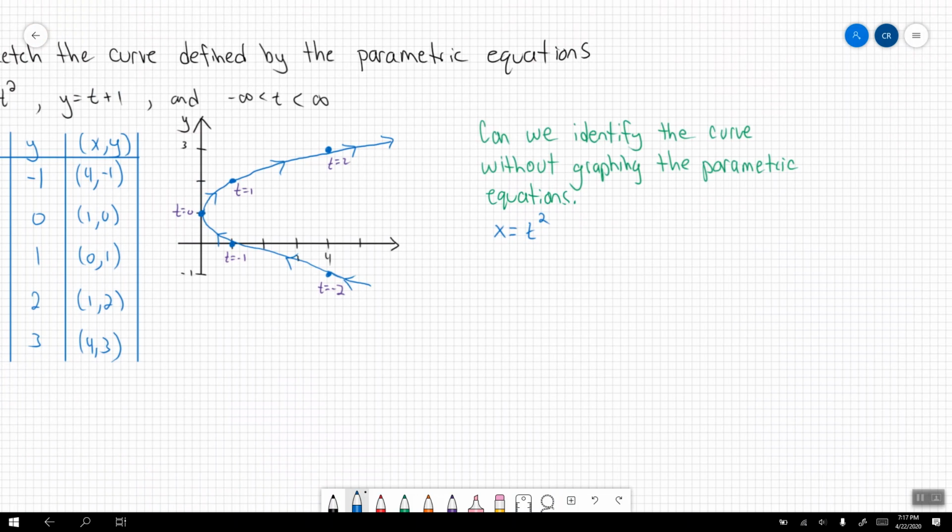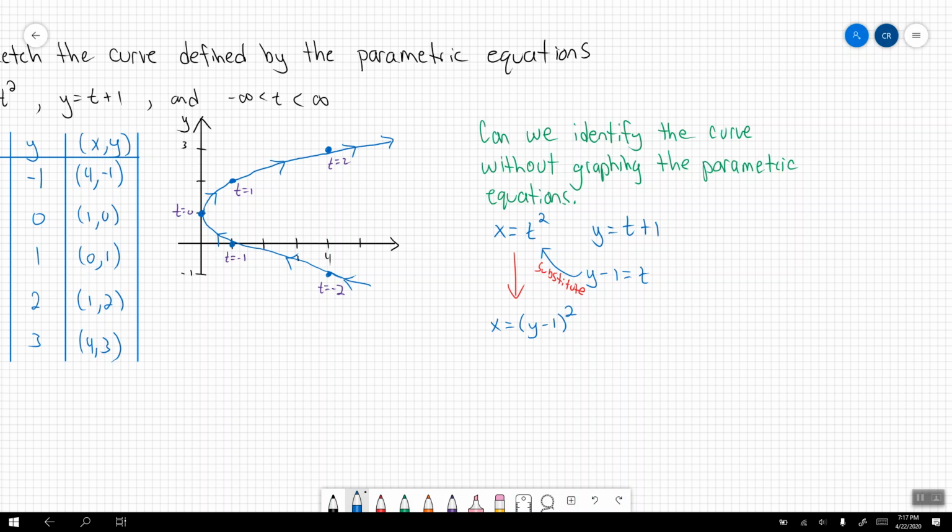All right, so the other equation was y is equal to t plus 1. There we are. What I'm going to do at this point is notice that both equations depend on t. So I can solve for t in one equation and then make that substitution into the other equation. I'm going to take this equation and solve for t. Once I solve for t, I'm going to substitute, and once we substitute in, what we'll get is that x is equal to y minus 1 squared.